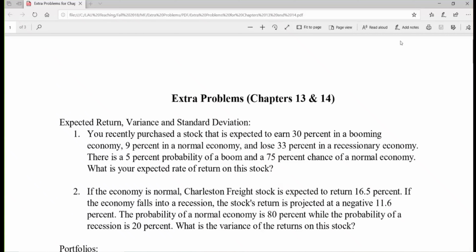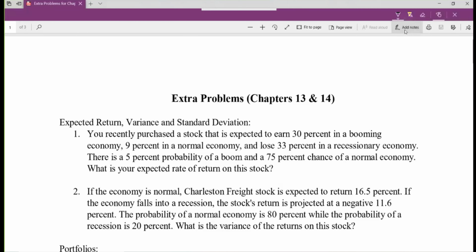You recently purchased a stock that's expected to earn 30% in a booming economy, 9% in a normal economy, and lose 33% in a recession. The probability of a booming economy is 5%, 75% of a normal economy, and 20% of a recession. Because always the sum of probabilities should be equal to 1.